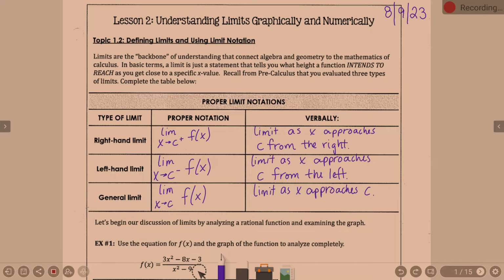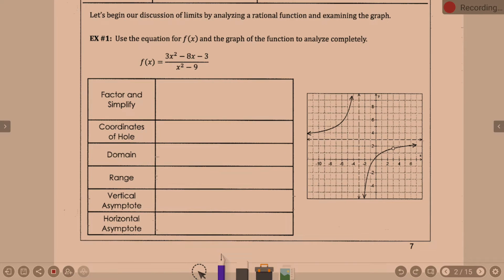Okay, so example 1, use the equation for f of x and the graph of the function to analyze completely. So f of x is 3x squared minus 8x minus 3 over x squared minus 9. Notice first thing in the box it suggests doing? Factor and simplify. Well, let's ease you in. Can you factor the denominator? Yeah. x squared minus 9.